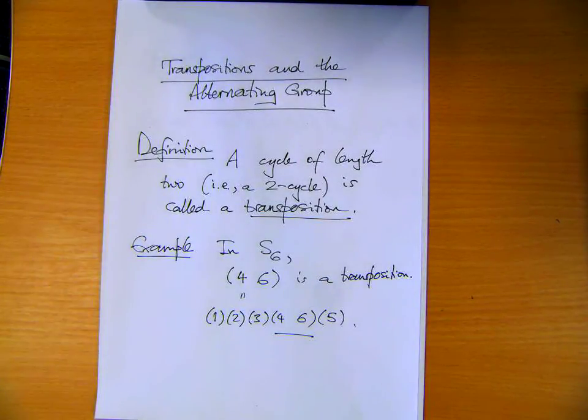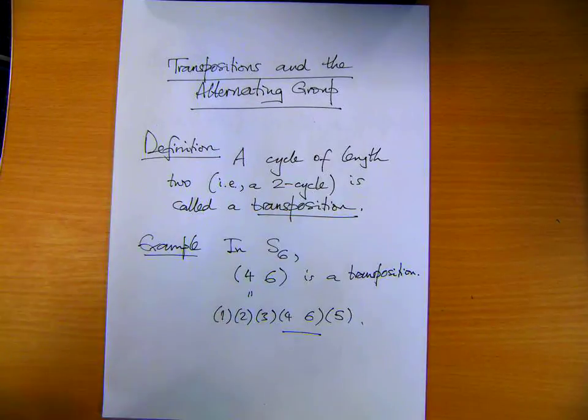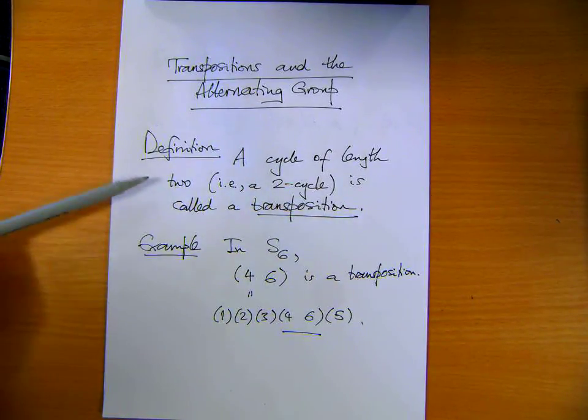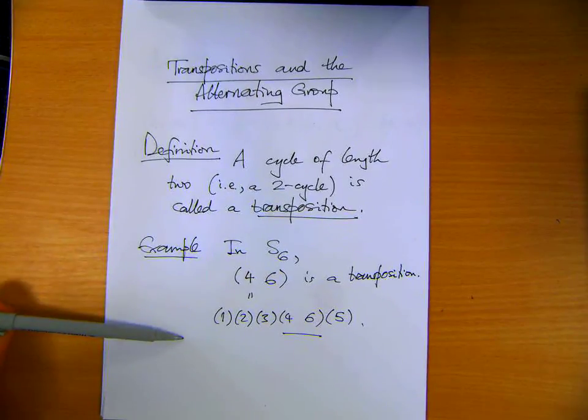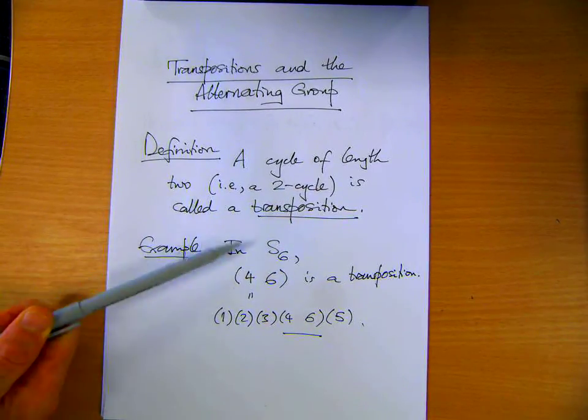Right, it's recording now. So I've just displayed the first page again for the sake of the recording. I've defined a transposition, which is a 2-cycle, and given an example of a 2-cycle in S6.